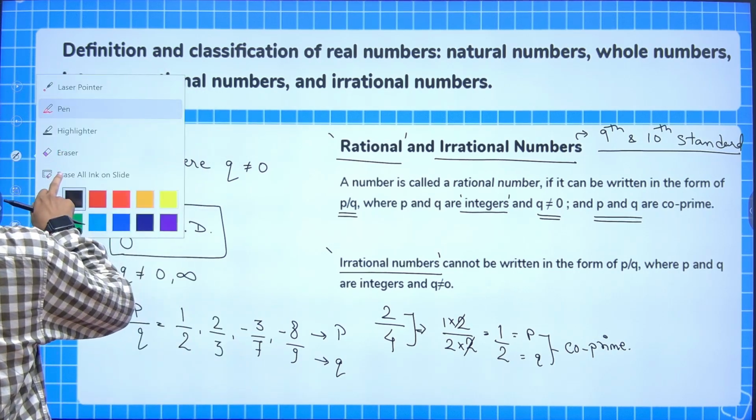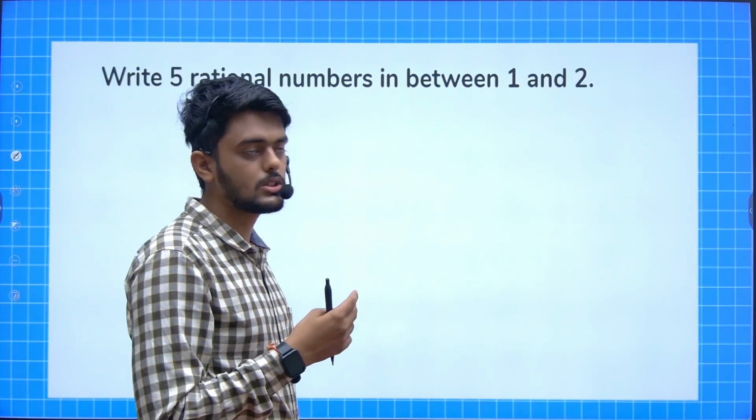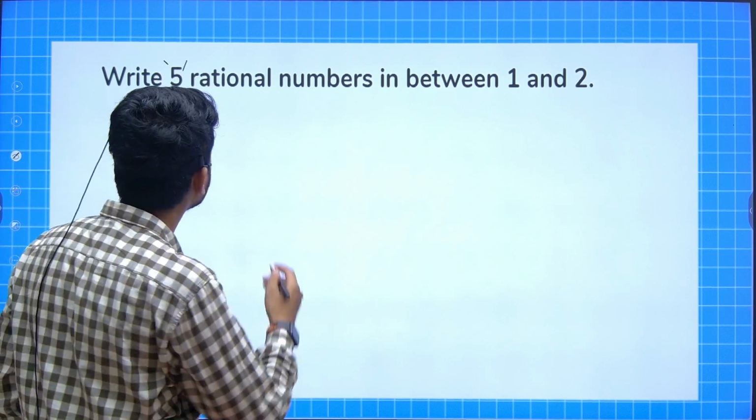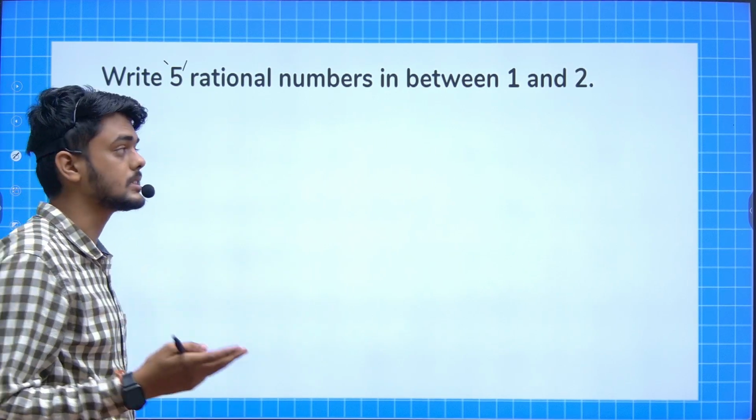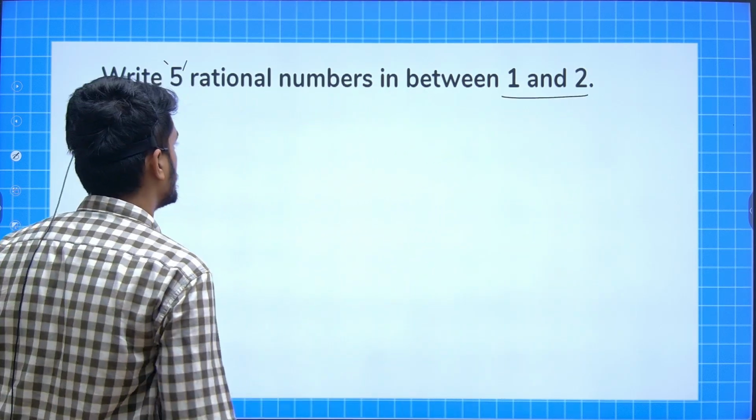Moving ahead with rational numbers. We have a question over here which says we need to write 5 rational numbers in between 1 and 2. So what can we do?